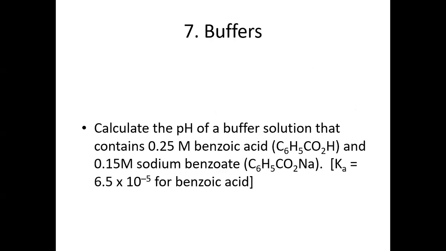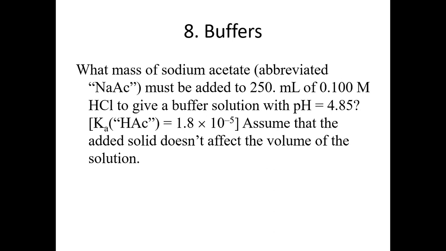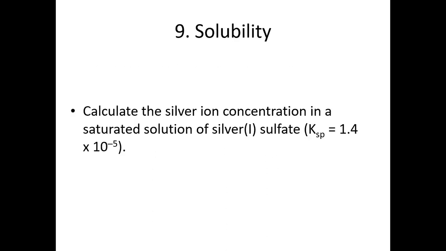pH of a buffer solution that contains 0.25 molar benzoic acid and 0.15 molar benzoate. And there's the Ka for benzoic acid. Question 8, you know what? Don't do this one. This is pretty much the problem we did last week in our extra lab session. It's kind of like building a buffer where you don't have the actual components. You have acetate and you have HCl. It's just slightly different than the one we did last week, but we already did this, so don't bother with this one, okay? Don't bother with this problem.